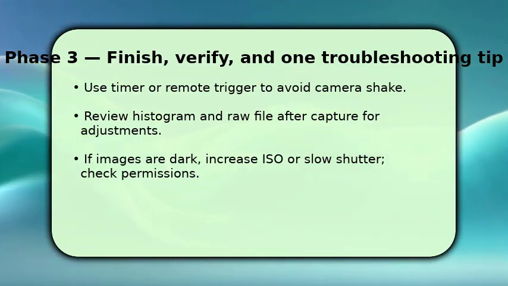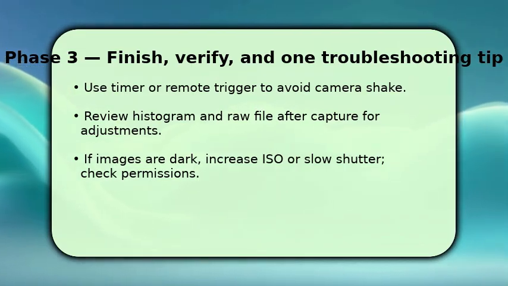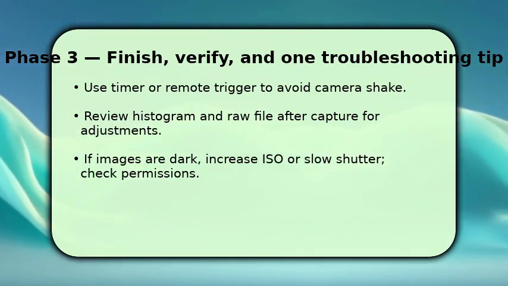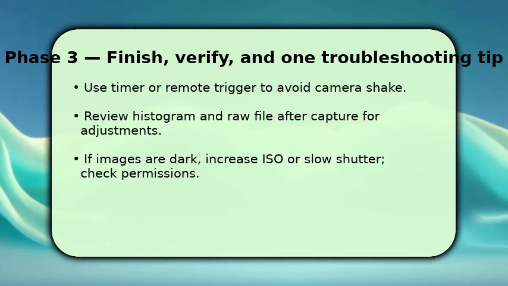If images come out too dark, increase ISO or slow the shutter, but watch for noise and motion blur. If controls are missing, double-check app permissions and storage access. Restarting the app often resolves odd behavior.